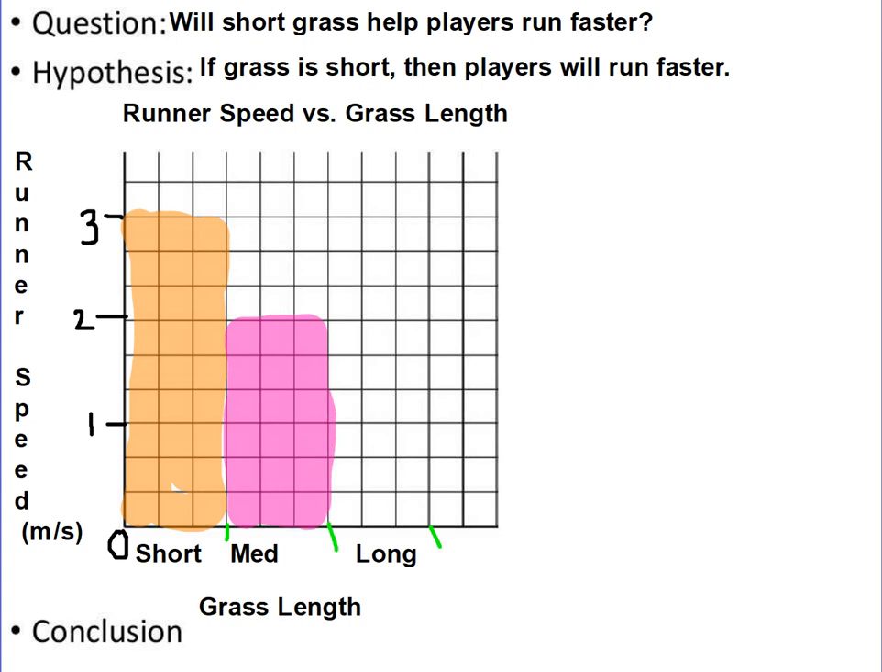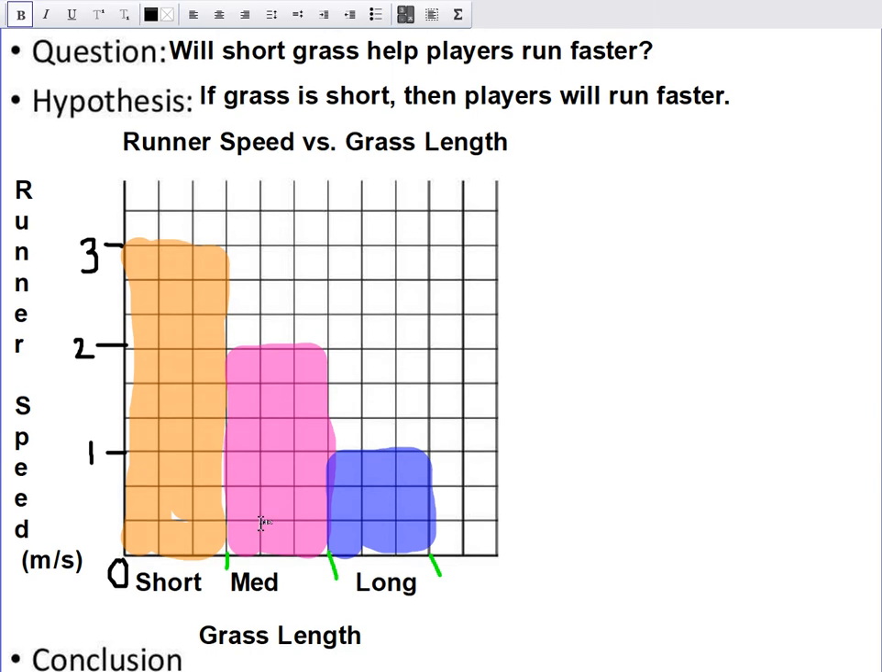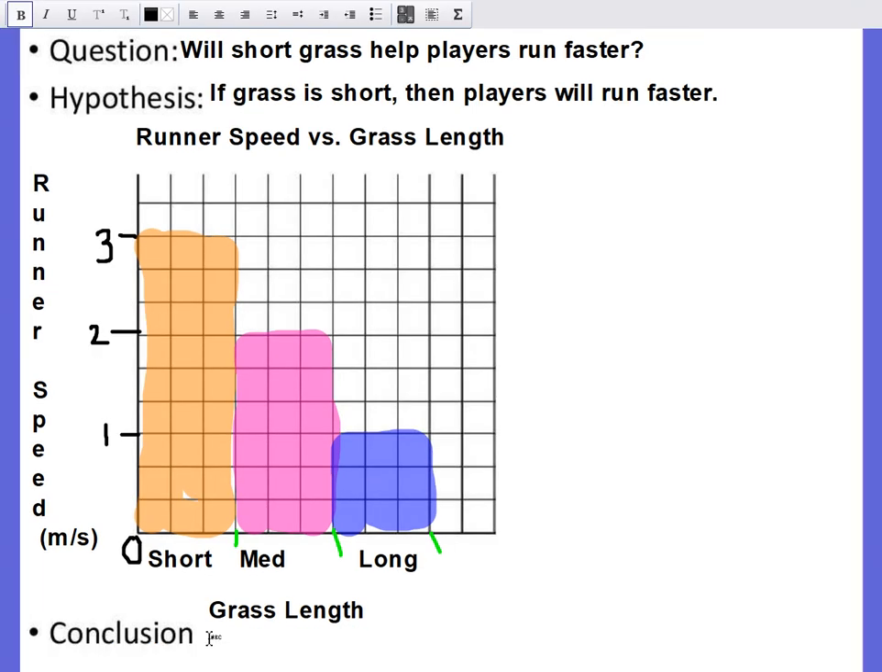And long, they only ran 1 meter per second. My conclusion, so I'm going to look back at my hypothesis, says if grass is short, then players will run faster. Players clearly ran the fastest on the shortest grass since they ran 3 meters per second. So I'm going to say yes, my hypothesis was right.